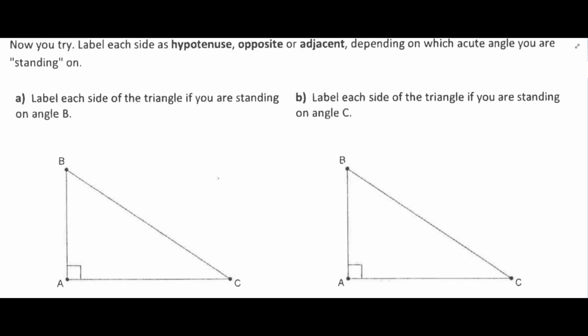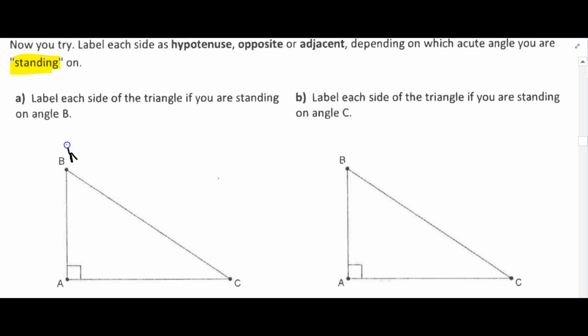All right, we are continuing with section 12.1. We're talking about trigonometric ratios. So what we want to do in these two examples is label each side as either hypotenuse, opposite, or adjacent, depending on which acute angle you are standing on. So this is our frame of reference. For part A, label each side of the triangle if you are standing on angle B.